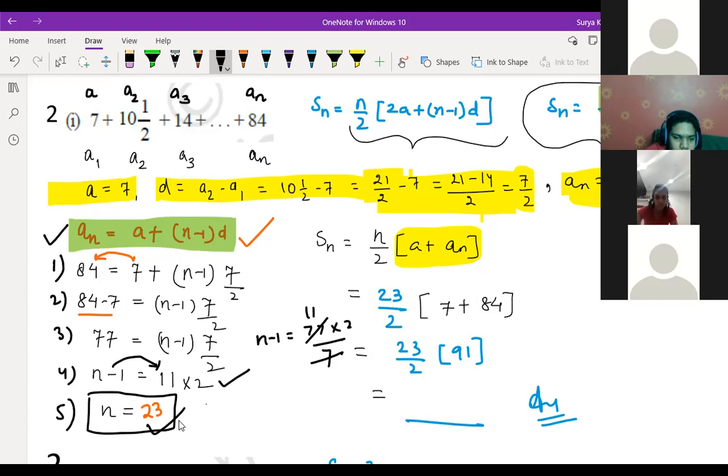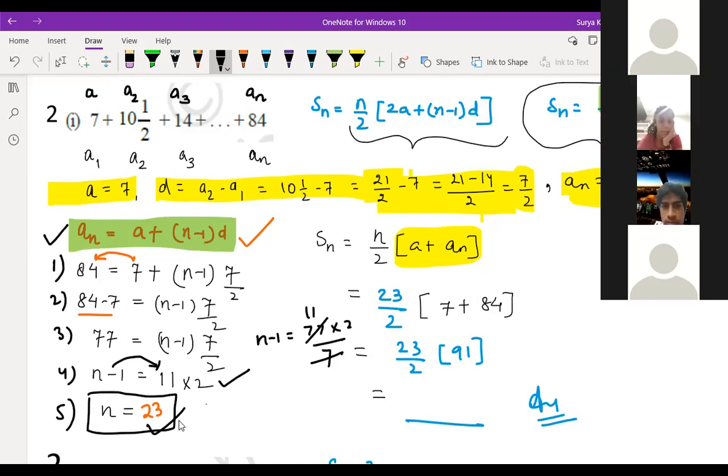No, sir. Now, if you know n, you can find the sum. a plus n is already known to you, and you put the values, you get the answer. So 23 by 2 into 7 plus 84. 7 plus 84 is 91. Now you multiply and get the answer. All right.